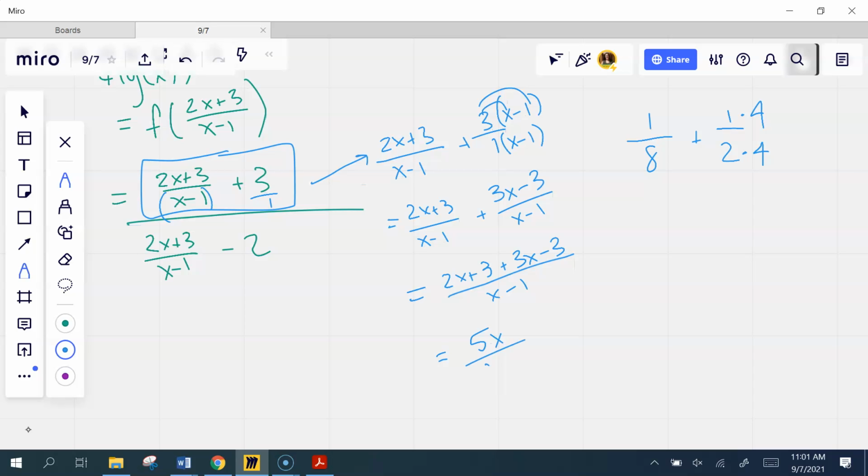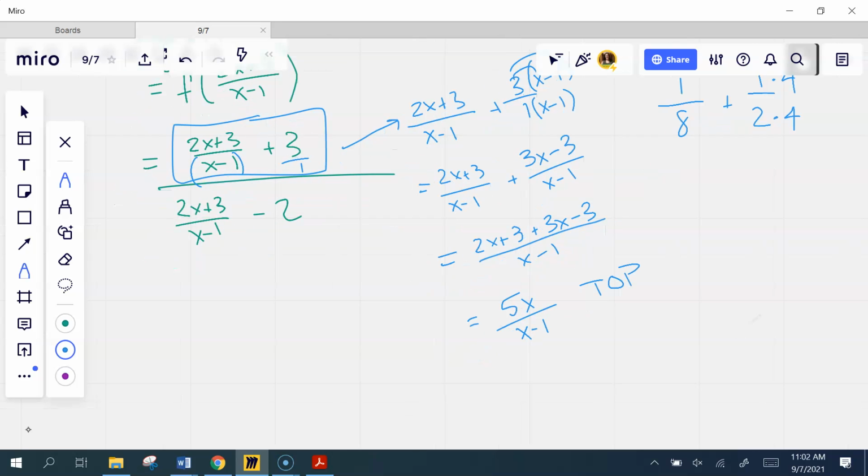5x over, is everybody okay there? I just wrote the top of this fraction. I simplified it down to get the top to look a little different. Y'all okay? I'm going to write top so I don't lose my place. So let's do the same on the bottom.